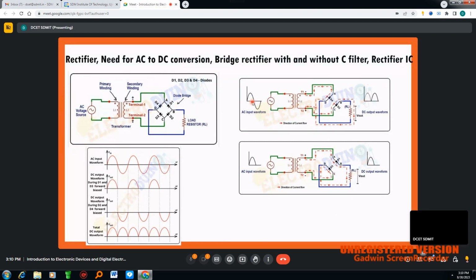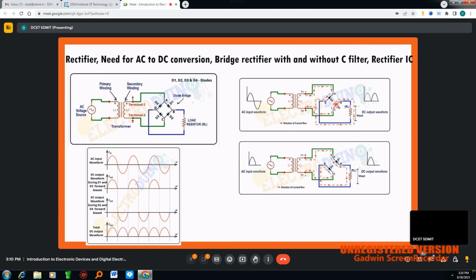Next scenario, if we give a negative supply, during the negative supply, that is positive cycle, negative cycle. Once I apply the negative cycle, this will become negative, and negative is connected to the negative of the diode and positive is connected to positive. This scenario we call a forward bias. So D2 and D4 will become forward biased.